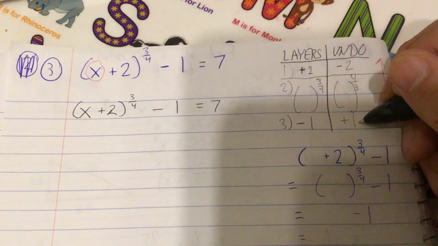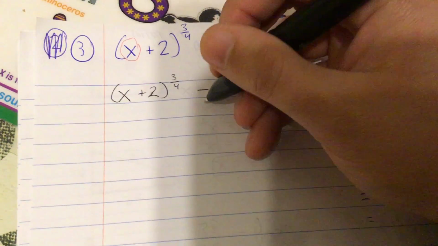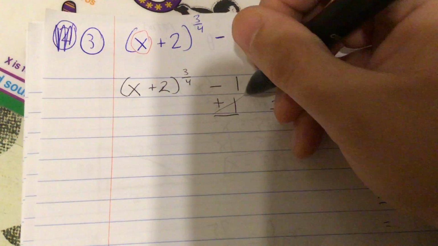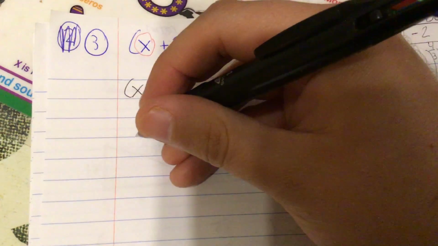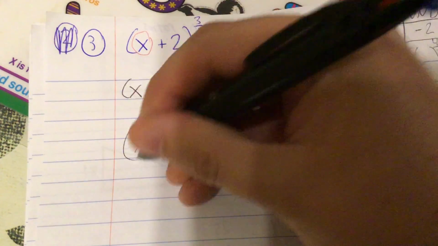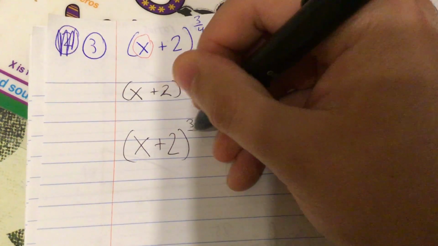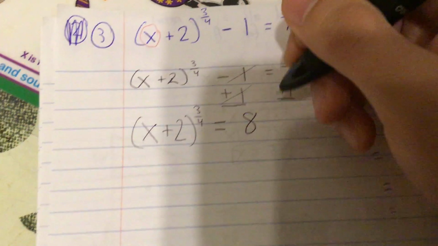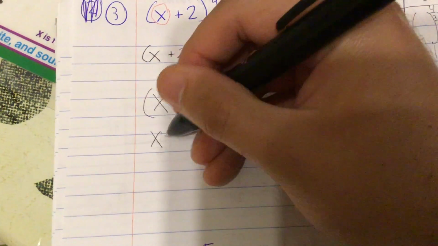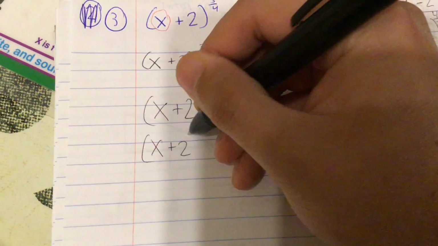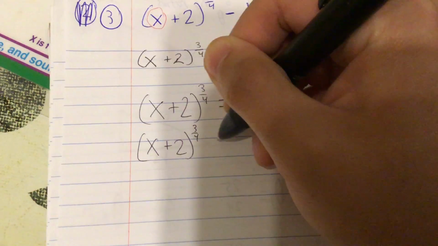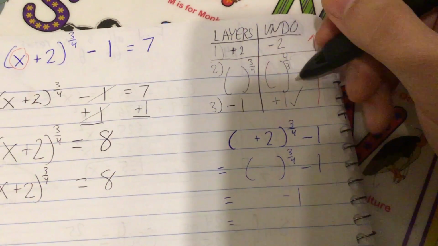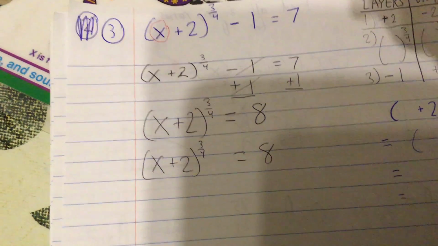Let's stick to the plan. So first things first, I'm going to add 1 to both sides. So that leaves me with x plus 2 to the 3/4 power is equal to 7 plus 1, which is 8. So now my next step for this problem is to take the 4/3 power on both sides. Let me get my green.